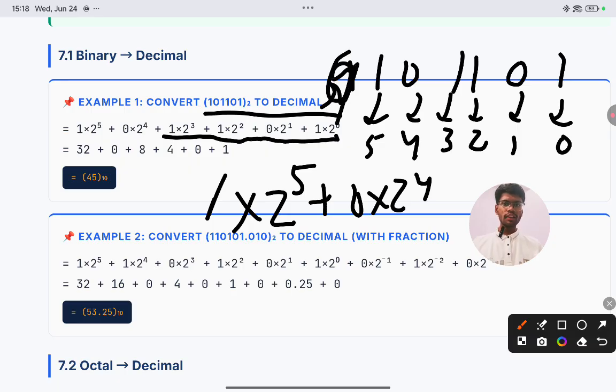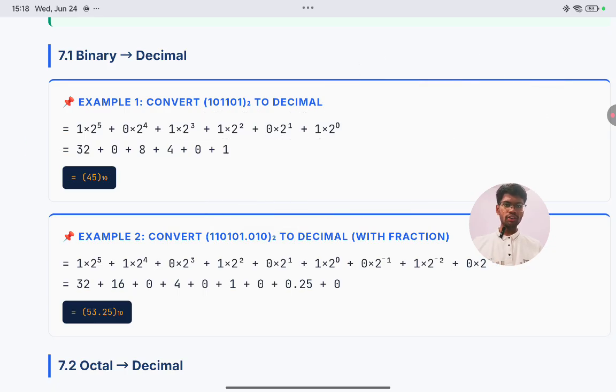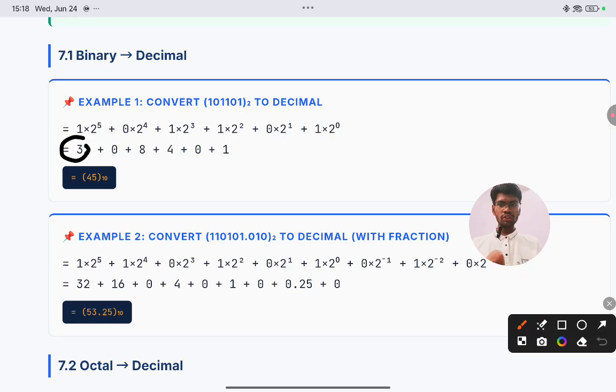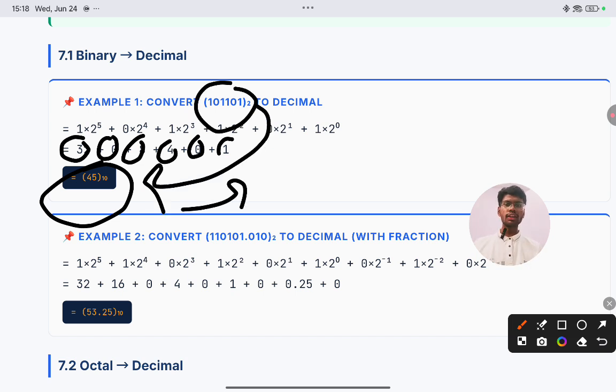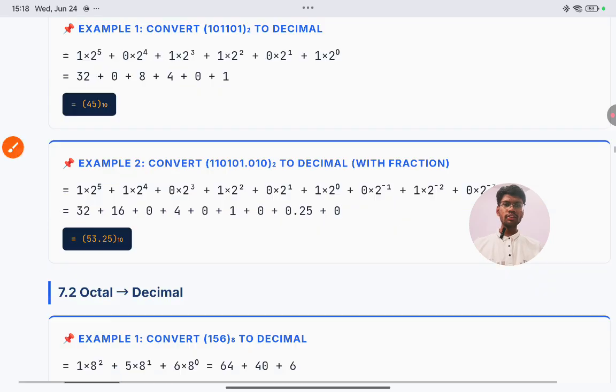Then you just add these values. What will you get? Let's say this is 32, this is 0, this is 8, this is 4, 0, and 1. Do the sum, 45. That is what you get in binary to decimal. In decimal format, from this binary, we get it. This is the integer part.